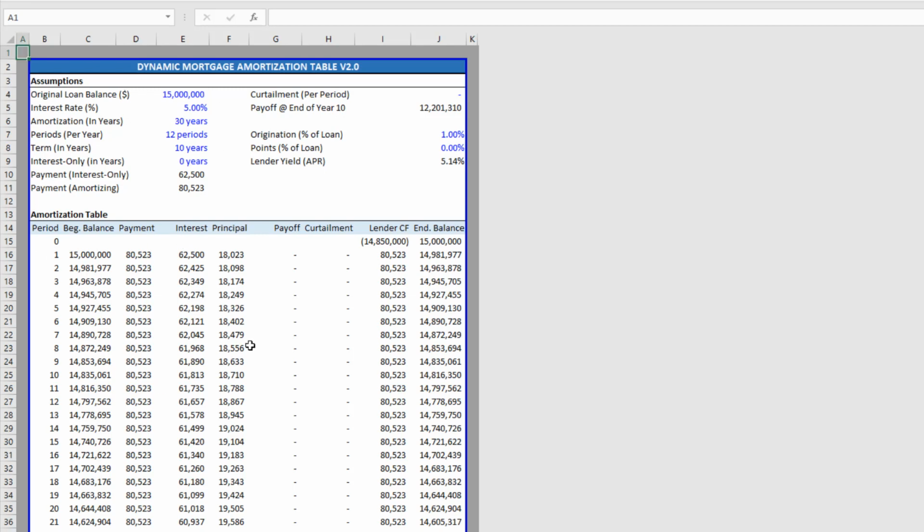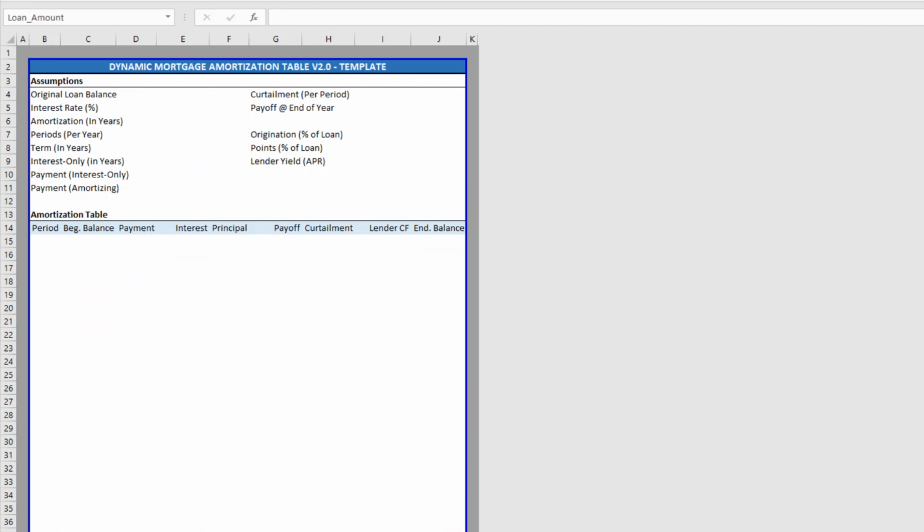Now you can download the completed module as well as the template file if you want to follow along from our website. The module is quite simple. It's one tab. You can pull it into your own real estate financial model and use it for whatever purposes you may have for it. But today I'll be showing you then how to build this module. So let's go ahead and get started.